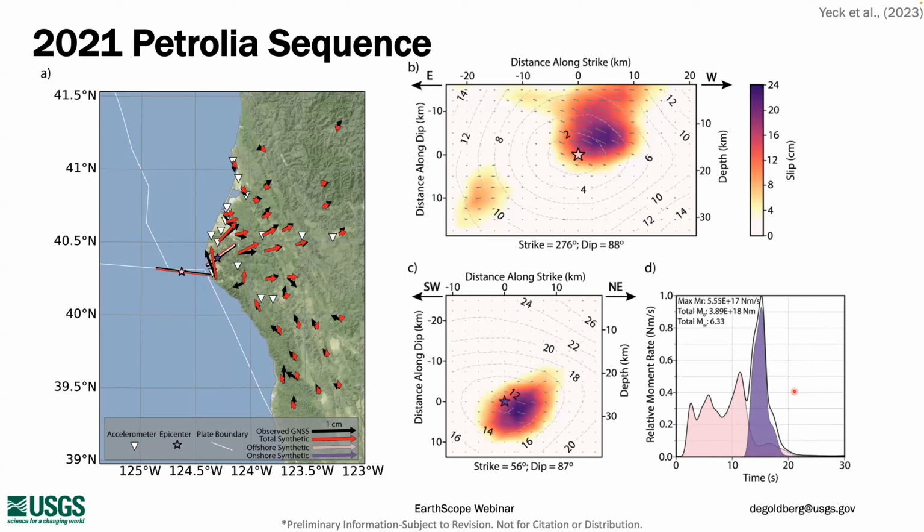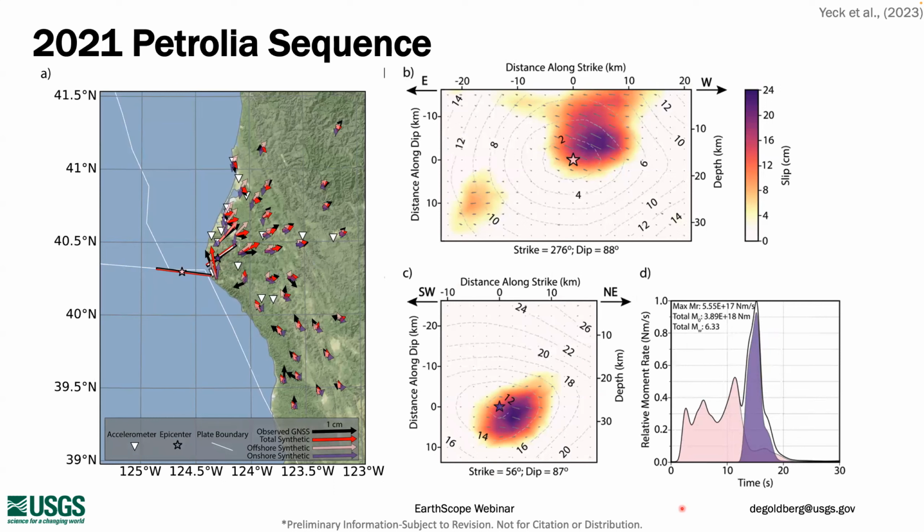And then in the bottom right, we have the moment rate function for these two ruptures. The combined moment rate function is shown in this thick black line. And then in pink, we have the moment rate function for the offshore rupture. And in purple, the moment rate function for the onshore rupture that starts 11 seconds later.